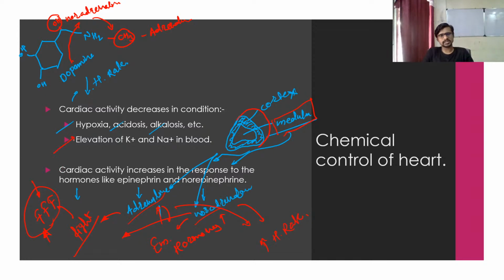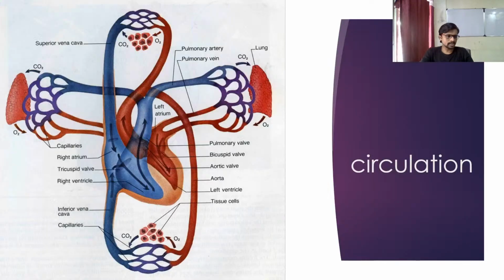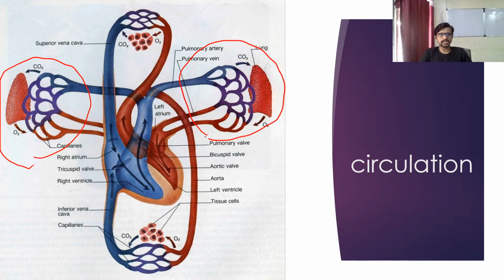Here, elevation of sodium and potassium in the blood automatically decreases the heart rate. Okay, so this is the circulation in our body. In detail we will see tomorrow, but it is just an introduction to you. This part is moving toward the lung, so it is called pulmonary circulation. And the circulation which is moving toward the body, we call systemic circulation.